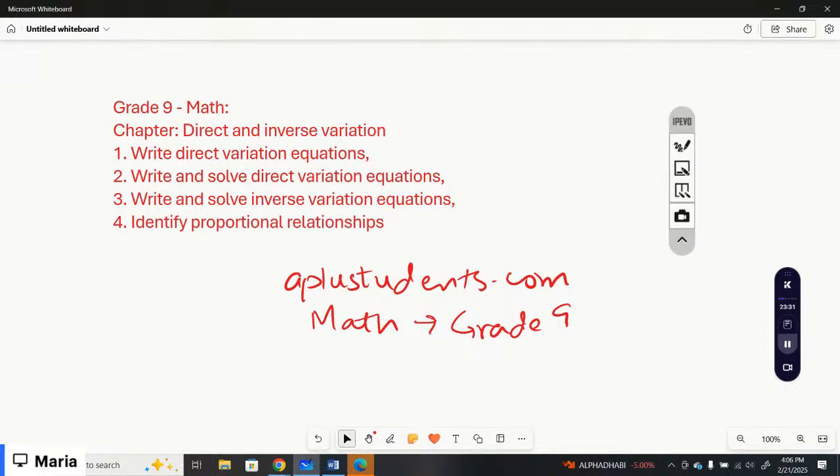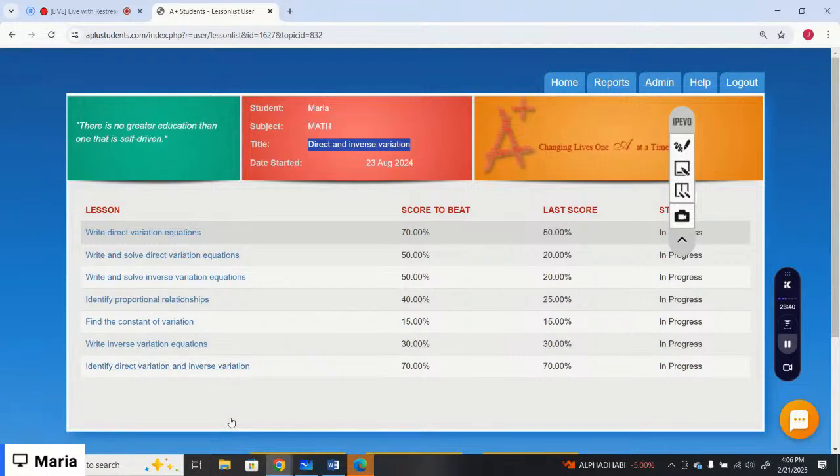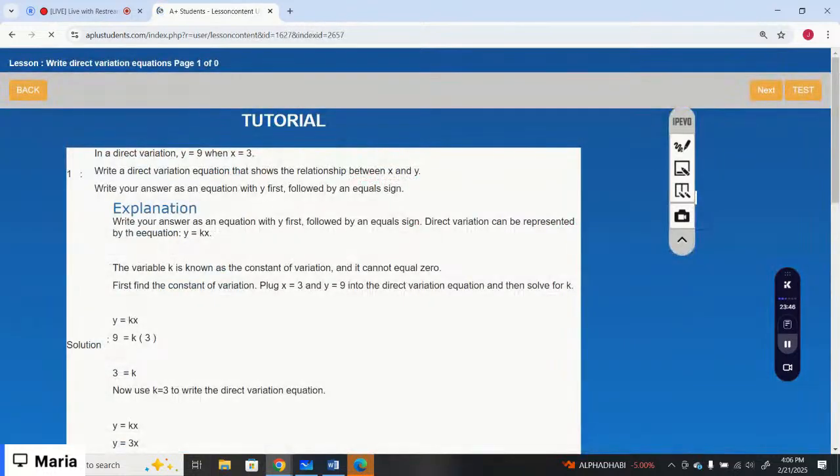So please make sure you have your notebook and pencil so that you can note down the important examples and definitions as well. Here I am on grade 9 math. Let's just start with the first lesson, that is write direct variation equations.